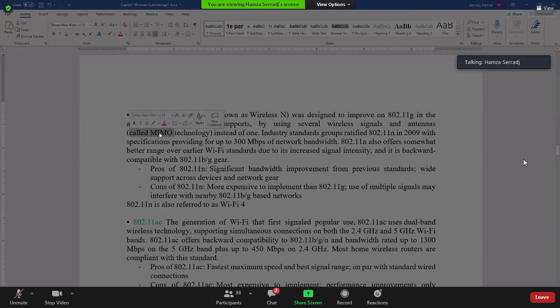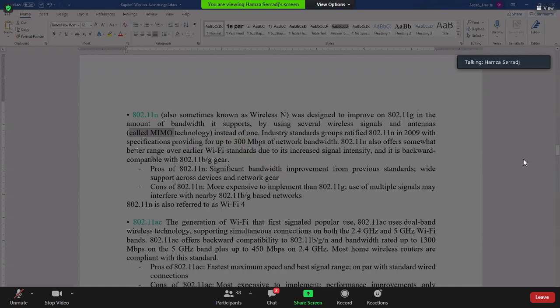With multiple input, multiple output, we can have multiple sending and receiving. So if I have multiple antennas, I can send and receive at the same time. Okay, that's the first thing. Multiple antennas mean that I can use different frequencies. I can work in 2.4 and the other antenna works in 5 at the same time. So I can use the two technologies at the same time.